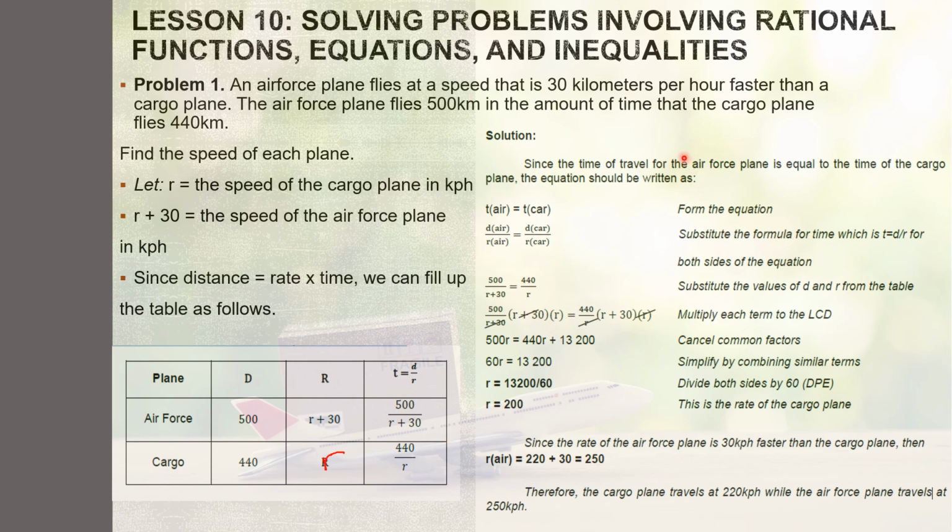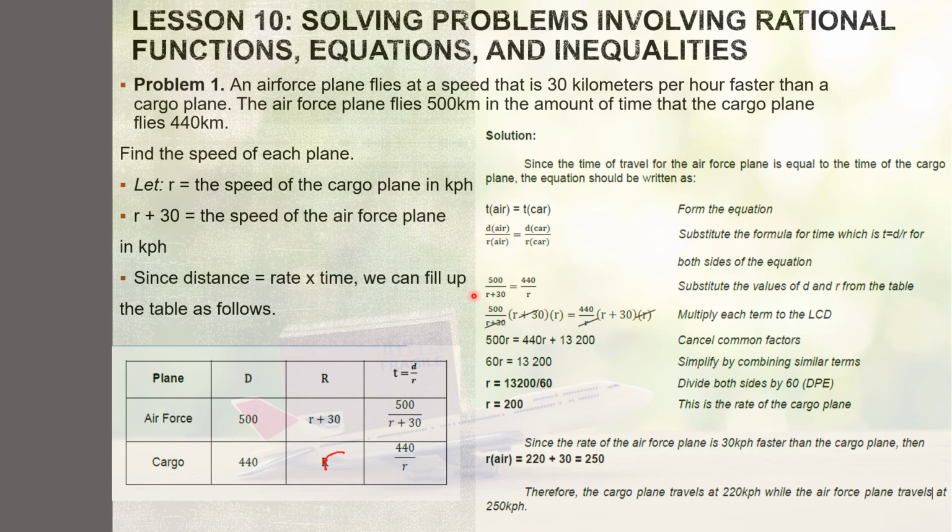And then we proceed to our solution. Since the time of travel for the Air Force plane is equal to the time of the cargo plane, the equation should be written as follows: time of the Air Force plane equals time of the cargo plane. Because they have the same time, right? They travel at different speeds at the same time. So their times are equal.